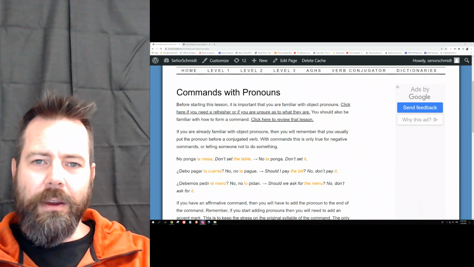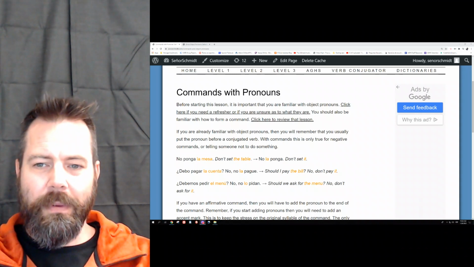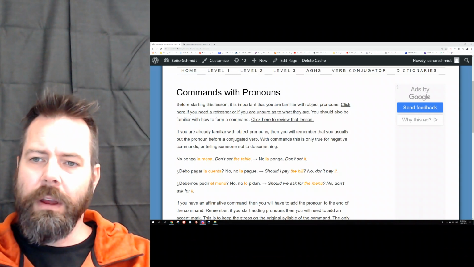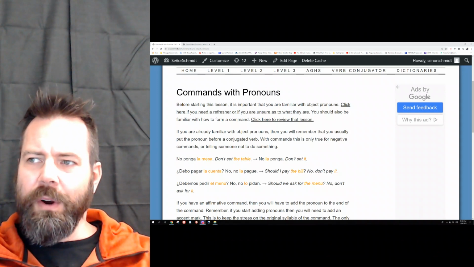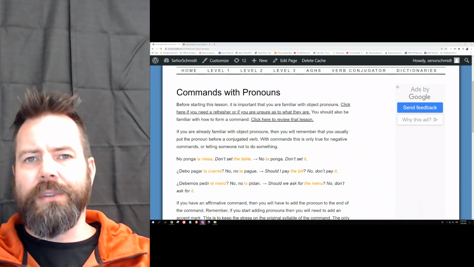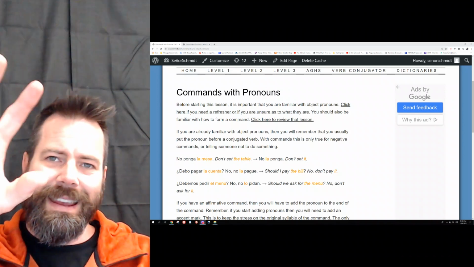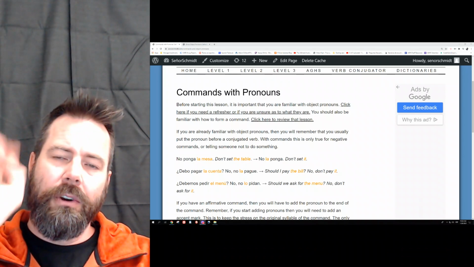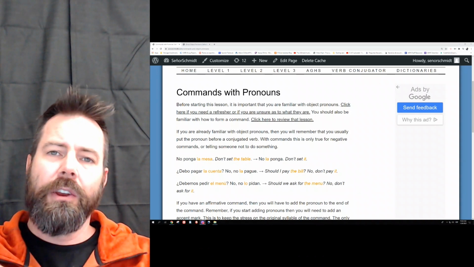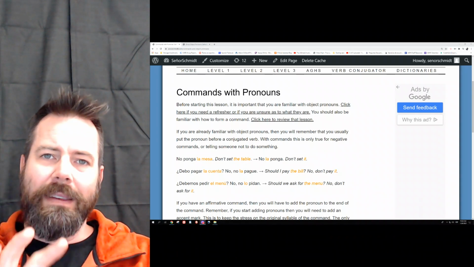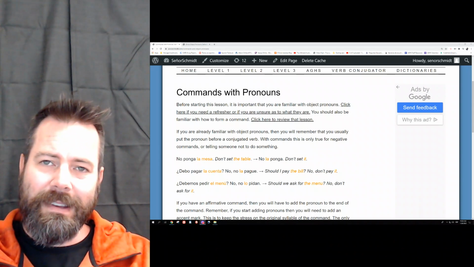All right, so now let's talk about commands with pronouns. Specifically, object pronouns is what we're going to do in this activity. If you remember your object pronouns, those are direct objects, indirect object pronouns. You remember those are the me, te, le, nos, os, les. Those are the indirect object pronouns. Your direct ones were the me, te, lo, la, nos, os, los, and las.